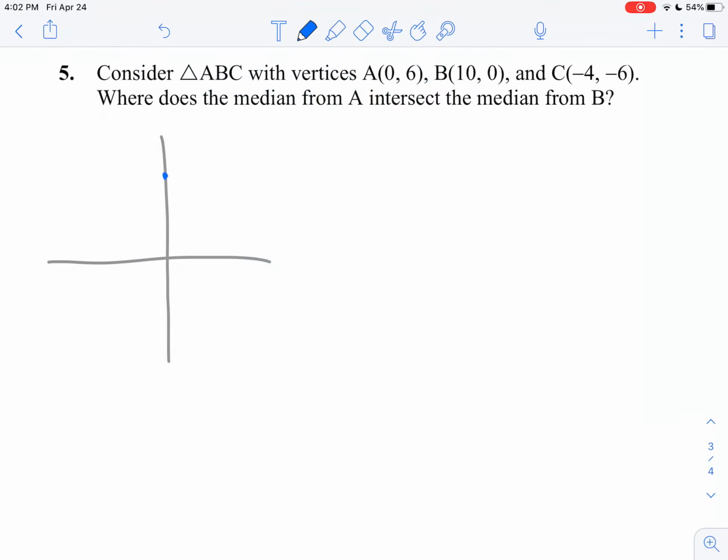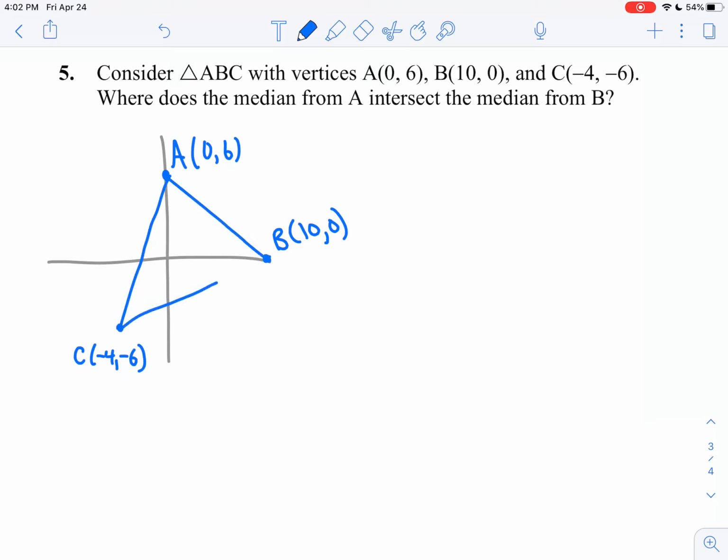All right, so 0, 6, we'll call that 0, 6. 10, 0, that's kind of big. It's not totally to scale. Negative 4, negative 6. All right. There we go. Sorry for the sound effects. I don't know how to graph any other way.